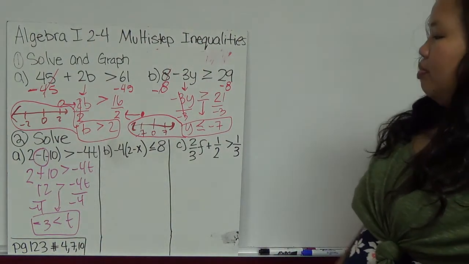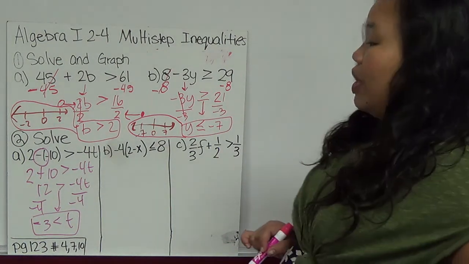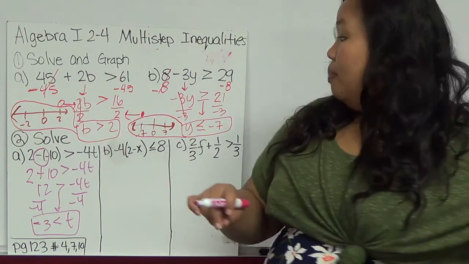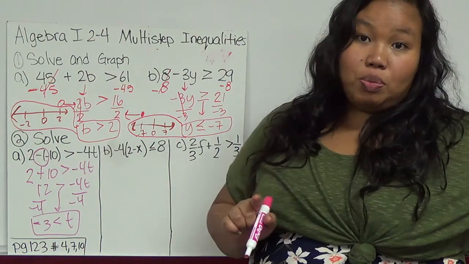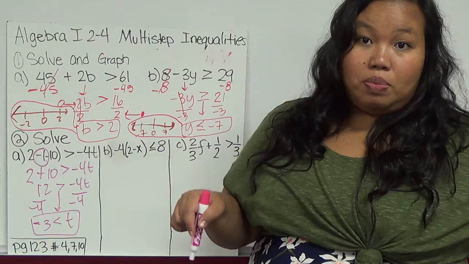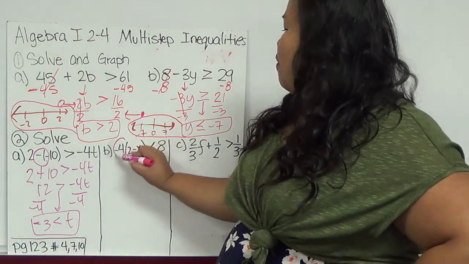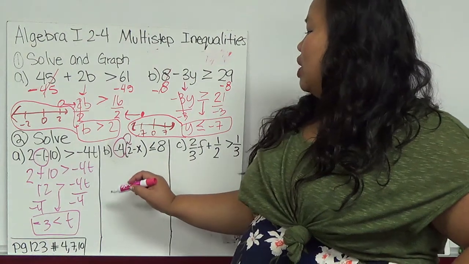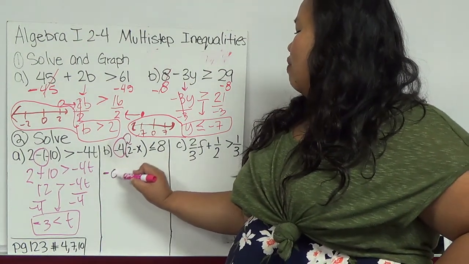All right. Our next one, we have a parentheses. And according to the order of operations, we're going to do the parentheses first. And what happens to the parentheses, we have to distribute. So we're going to take this negative 4 and distribute here. So negative 4 times positive 2 gives me a negative 8.